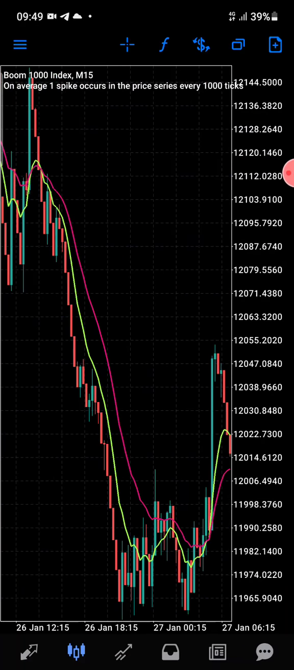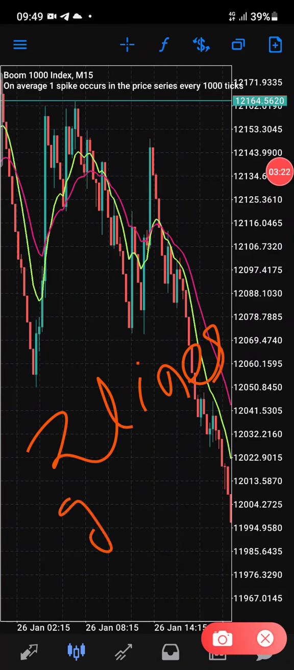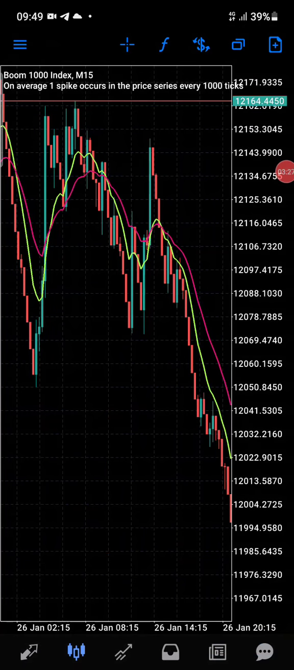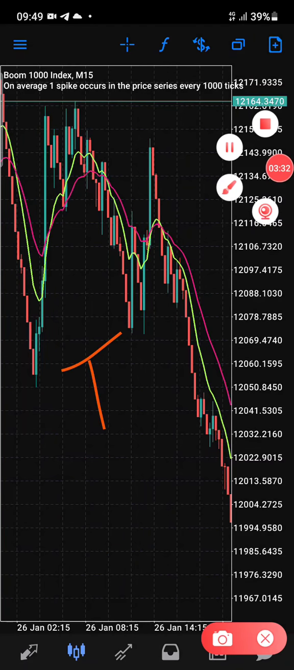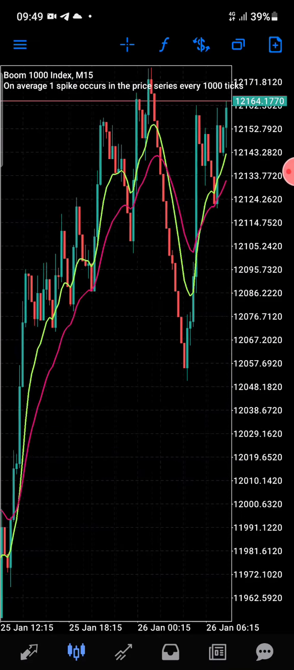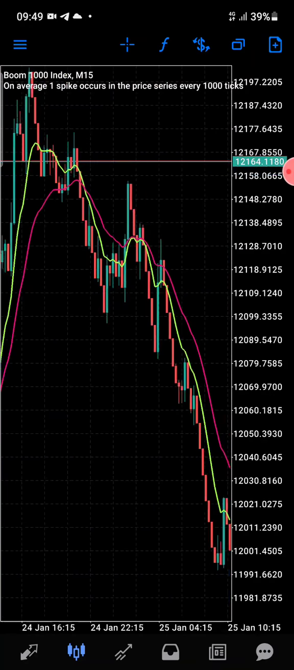On this mobile setup, you notice that it is just a simple setup. We only have two lines showing there: the green line and the magenta colored line. Those two lines are very important in telling you the trend of the market, and they also help you to know when to go into the market and when to exit the market. That I will be revealing to you in this video, so that you know how to take advantage of the market with these two simple indicators.